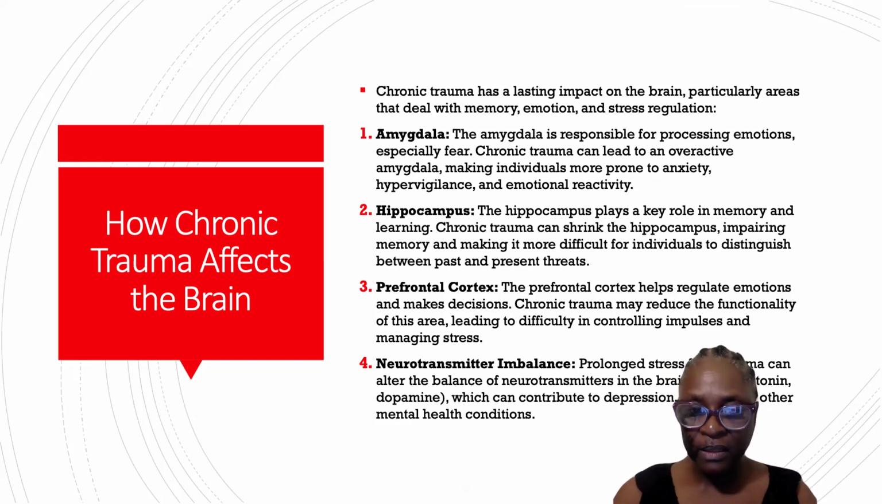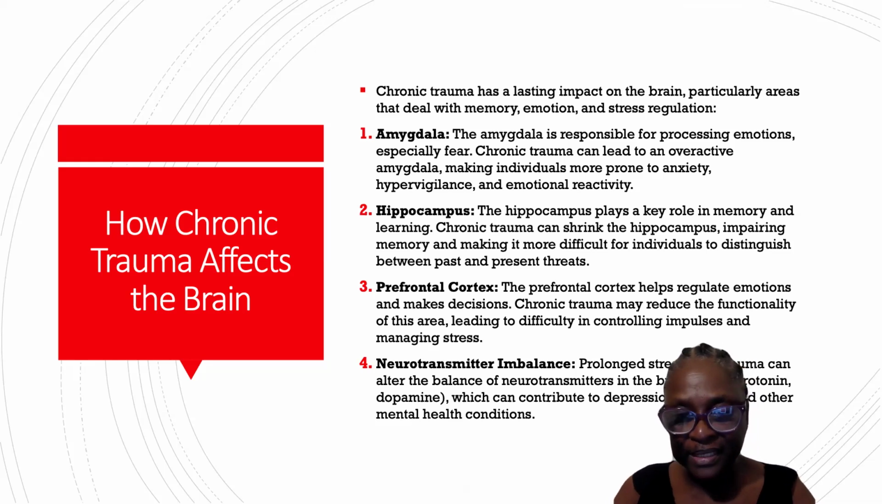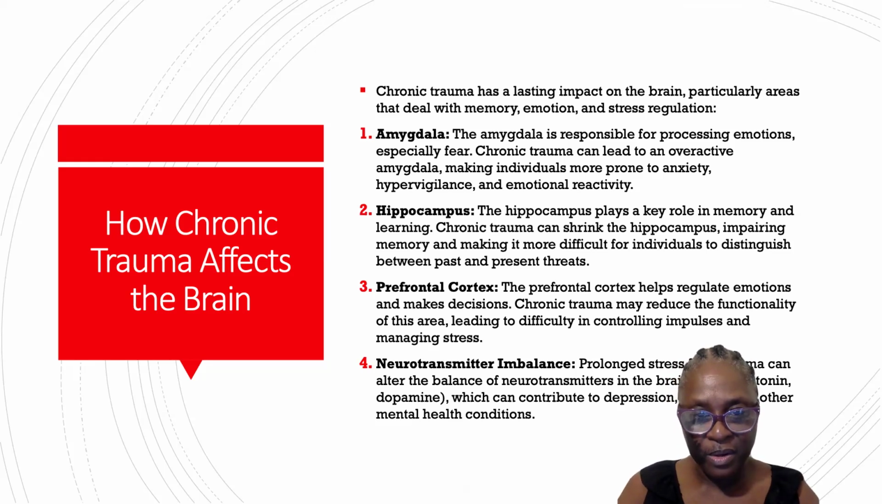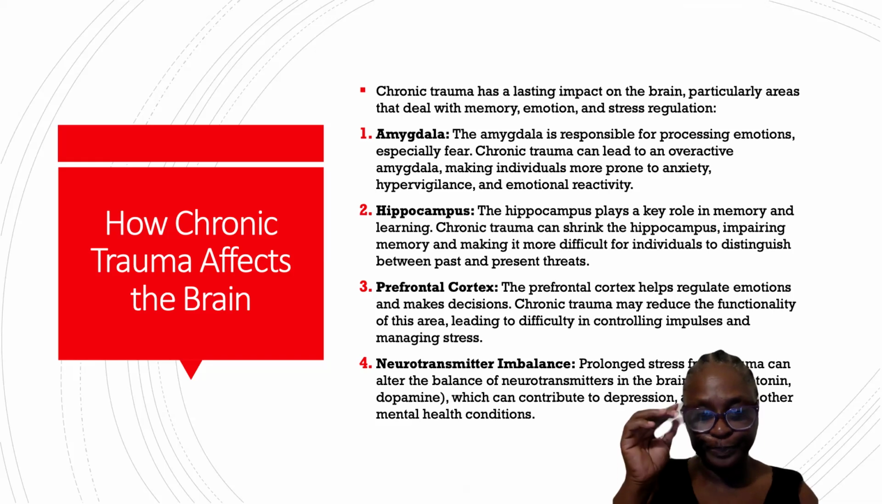Hippocampus. The hippocampus plays a key role in memory and learning. Chronic trauma can shrink the hippocampus, impairing memory and making it more difficult for individuals to distinguish between past and present threats. Prefrontal cortex. The prefrontal cortex helps regulate emotions and make decisions. Chronic trauma may reduce the functionality of this area, leading to difficulty in controlling impulses and managing stress.